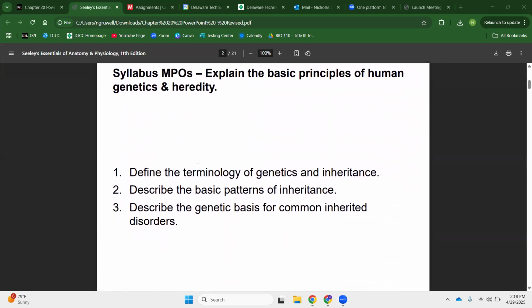Here are some of the MPOs off of your syllabus that relate specifically to this chapter. This chapter is a bit of an outlier just because it's not one of our body systems like a majority of our chapters have been. And we're really just trying to explain the basic principles of human genetics and heredity.